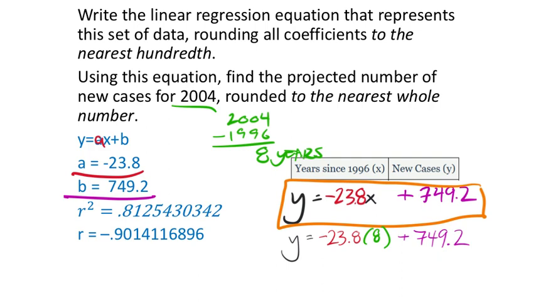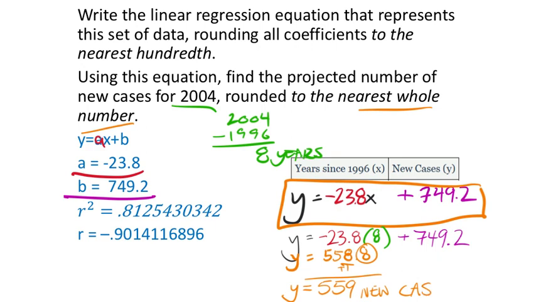And this is my Y value. This Y value is showing as 558.8. But up here it says round to the nearest whole number. So the whole number is the 1's place value, where the 8 is right there. The 8 to the right is going to add 1 to that 8. And so my new y value for the year 2004 would be 559. That's how many new cases there are. So there's a word problem, so I'll make sure to label my answer. That's it.